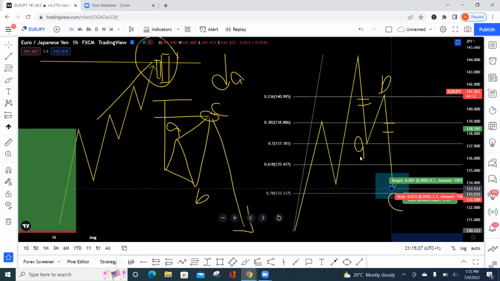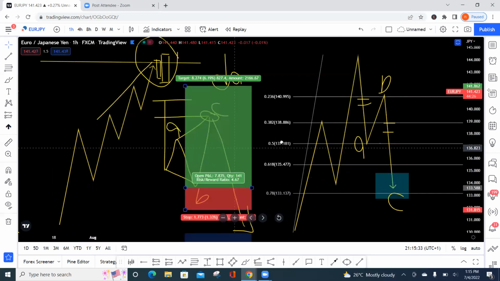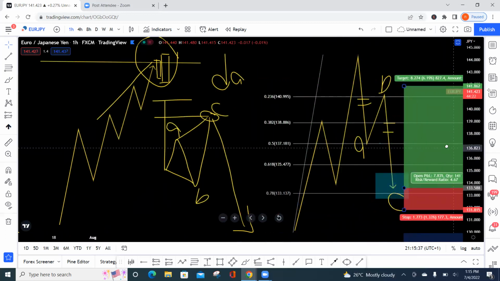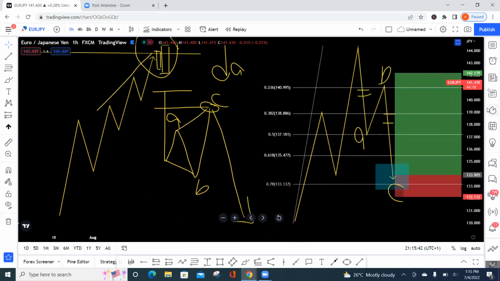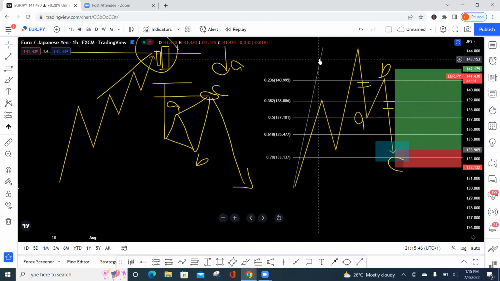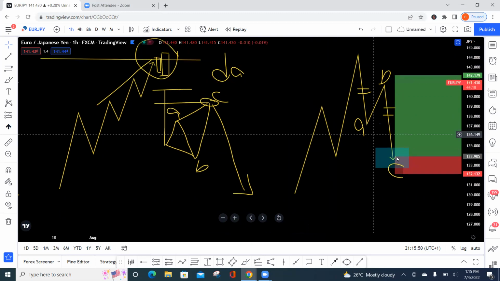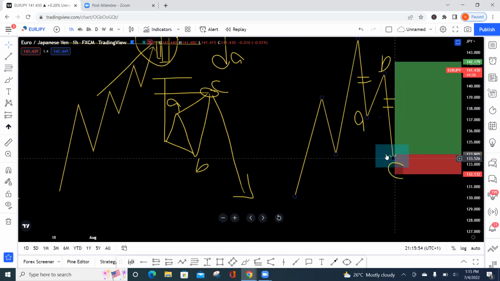Let's go down. All right, let me draw this to this side. Yes, I see how I get the setup. This is what I look for. If I don't see this, I don't feel like trading. I'm not going to take any trade until I see these two types of setup. All right, I'm going to take this one from here to the upside.